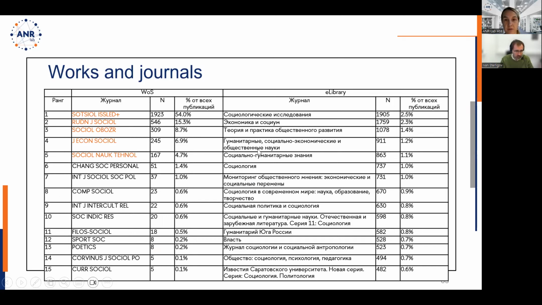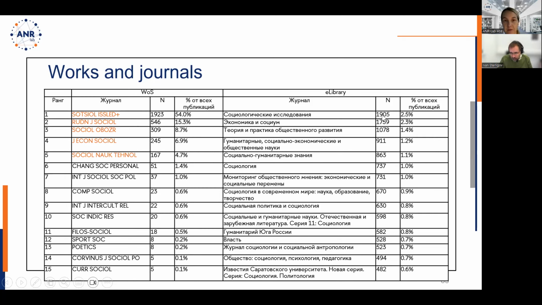Let's look at works and journals. And here we can see again the tops for Web of Science dataset and eLibrary. What we see is that actually 5 top journals would sum up to 90% of publications. They are Russian journals. So the majority of publications that we analyze when we get this Web of Science database would come from Russian journals, not from international journals. And Sociological Research (Sotsiologicheskie issledovaniya) would be the top journal for each dataset.